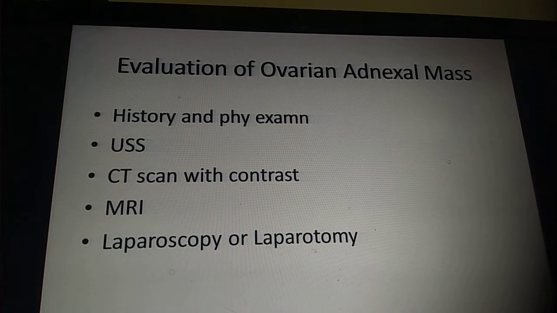Now, how do we go about evaluating an ovarian adnexal mass? Generally, history first. You ask about the onset of symptoms. If there are any ovulation related or menstrual disorders, then you can think it may be a benign functional ovarian cyst, or maybe an estrogen secreting tumor. Then physical examination. That would include abdominal examination as well as a bimanual pelvic examination to know whether it is a mobile mass, what the size of the mass is, and what the consistency is. You can also find out if there is nodularity in the pouch of Douglas.